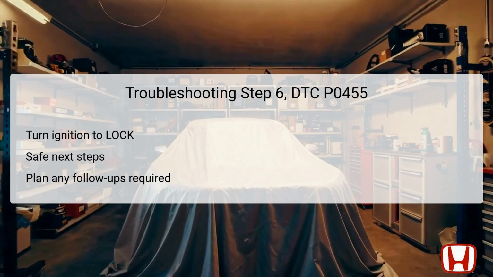The final step in this troubleshooting process is to turn the ignition switch to the lock position, 0. Locking the ignition is essential for ensuring that no unnecessary power is sent to the vehicle's electronic systems while final checks or repairs are being made. Turning off the ignition also ensures the safety of the technician as well as the vehicle.